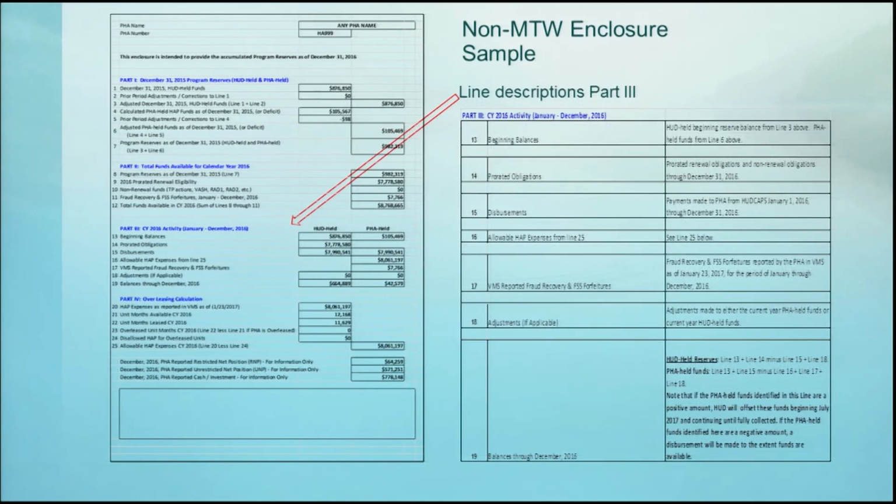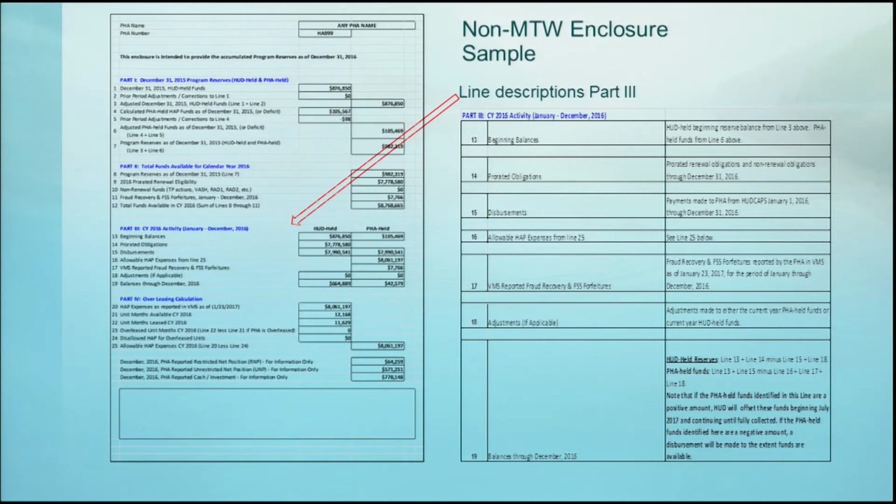We then move to Part 3. Part 3 identifies all the expenditures for the current year or period of the reconciliation. Line 13 are the beginning balances from HUD HHR line 1 and PHA RNP line 6. Line 14 are the obligations. Line 15 are the disbursements. Line 16, allowable HAP expenses from line 25. Line 17, VMS reported fraud and FSS. Line 18, current year adjustments. Line 19, ending year balance for the current year.